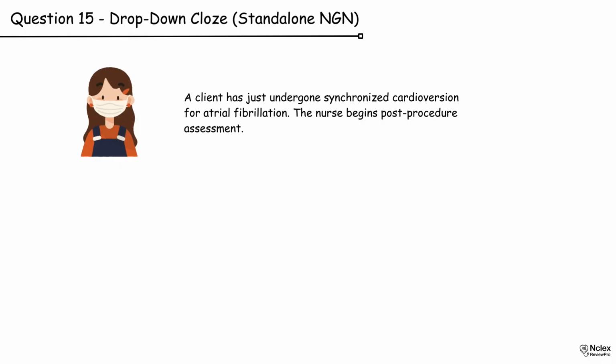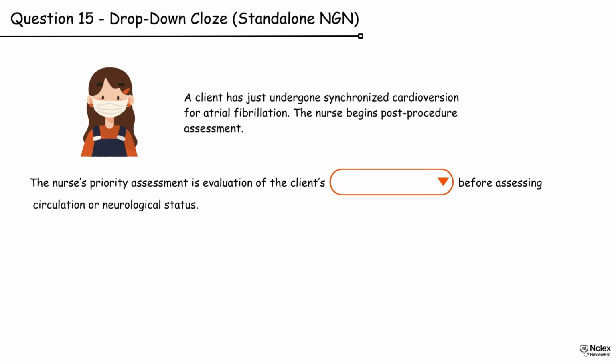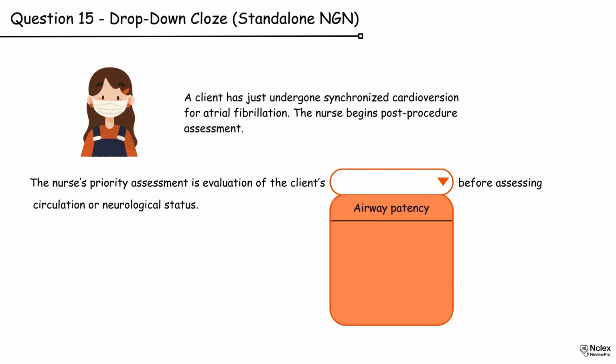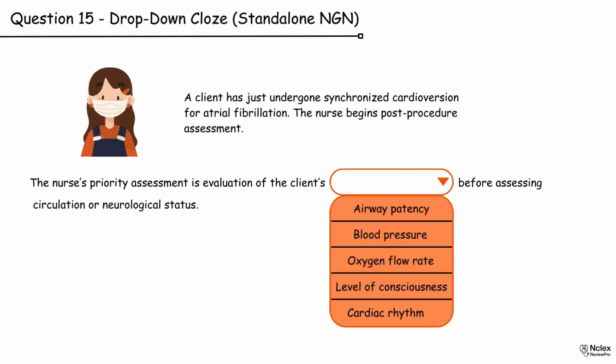Question 15. This is a drop-down close question focusing on post-cardioversion priorities. A client has just undergone synchronized cardioversion for atrial fibrillation. The nurse begins the post-procedure assessment. The question states, the nurse's priority assessment is evaluation of the client's blank before assessing circulation or neurological status. Your options are airway patency, blood pressure, oxygen flow rate, level of consciousness, cardiac rhythm. Take a moment, think ABCs, pause here if needed.